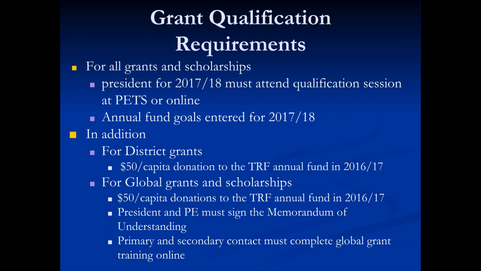Also, to be qualified for grants, you have to enter annual fund goals for 2017-18. In addition, for district grants and for global grants, your club has to meet a $50 per capita donation to the Rotary Foundation Annual Fund in 2016-17 in order to be eligible for district and global grants in 2017-18. I think I mentioned before, the president and president-elect must sign a memorandum of understanding for global grants. And finally, for global grants, the primary and secondary contact on the grant must complete the global grant training, which is found on the district website.